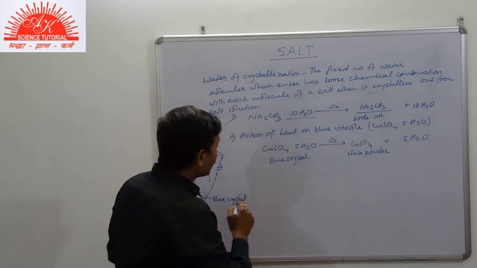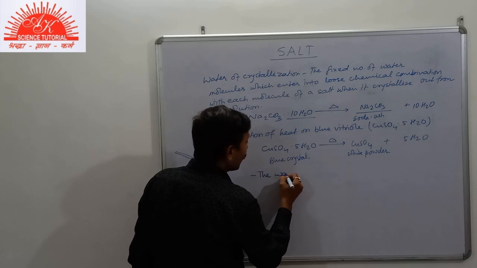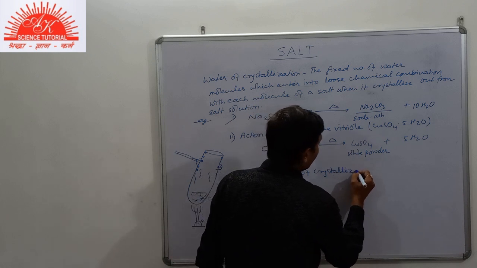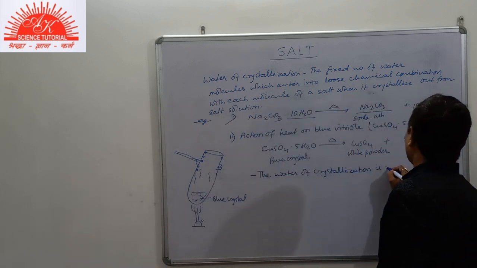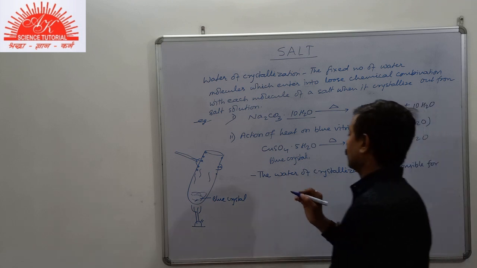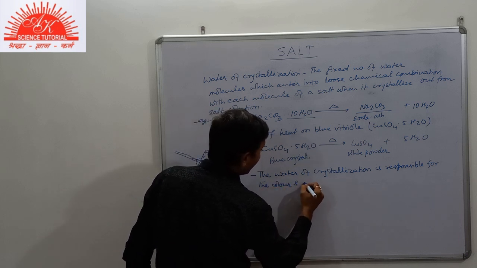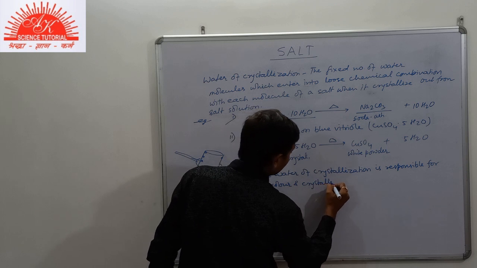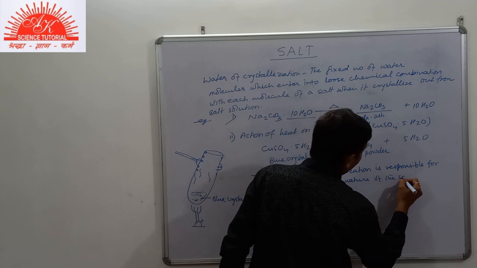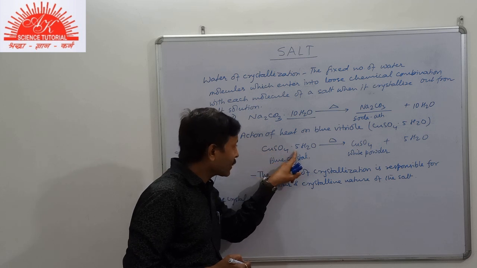Means the water of crystallization is responsible for the color and crystalline nature of the salt. When there is water of crystallization, it is called hydrated copper sulfate.